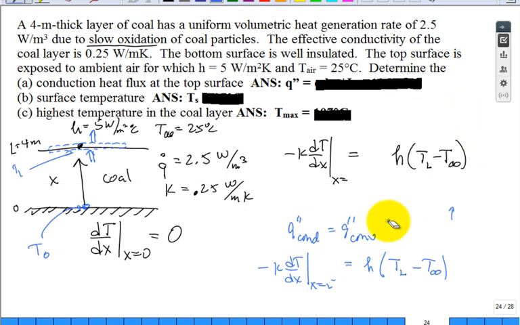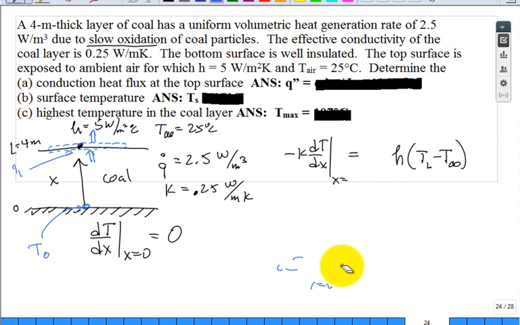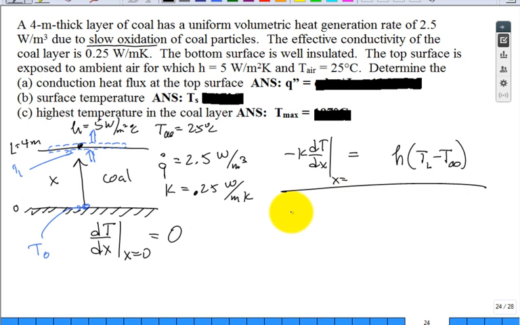And now you have to get a solution to the governing equation. What's our equation again? Our differential equation is that the second derivative of temperature with respect to space is equal to minus Q dot divided by K. Right? If we go back here, you can get your temperature distribution, but we may not even need it. Let's read part A. What is the conduction heat flux at the top surface, Q double prime? Do you have enough information to solve for that?